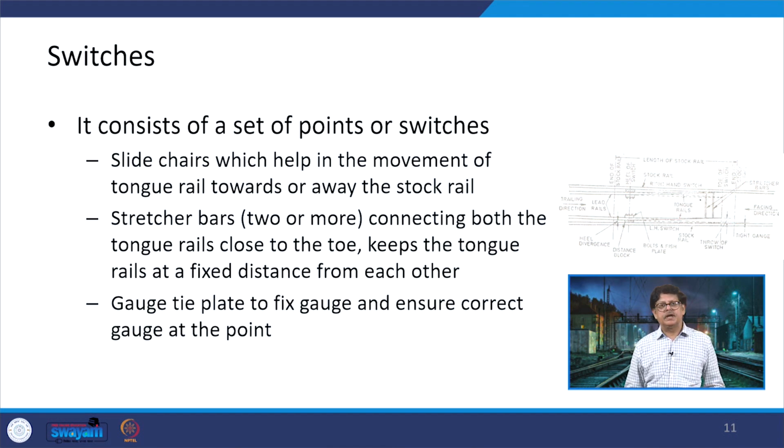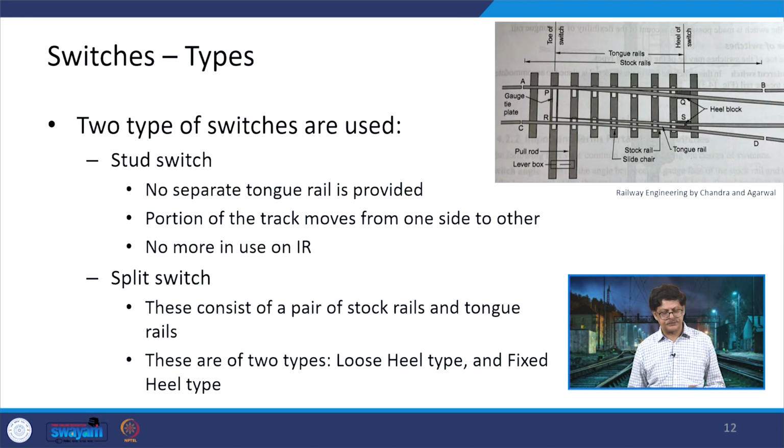Then slide chairs help in the movement of the tongue rail towards or away from the stock rail, which we have seen in a photograph in the previous lecture. Then stretcher bars, which can be 2 or more. These stretcher bars are shown here, and they hold the two tongue rails together at a specified distance and also make them move simultaneously leftwards or rightwards. Then the gauge tie plate, which is used to help in maintaining the gauge. This is another thing we have already discussed.